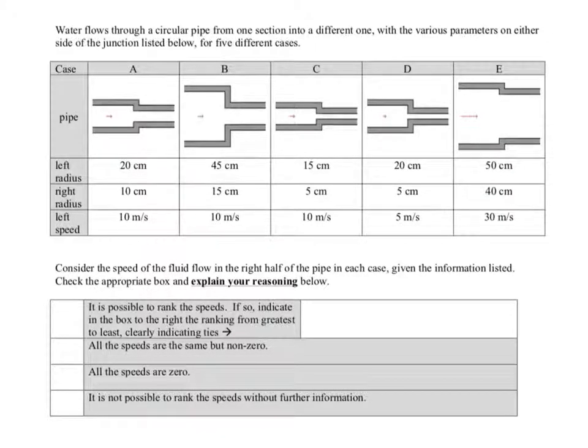Chapter 15, Sample Problem Number 11. Water flows through a circular pipe from one section into a different one, with the various parameters on either side of the junction listed below for 5 different cases. Consider the speed of the fluid flow in the right half of the pipe in each case, given the information listed, and then check the appropriate box.